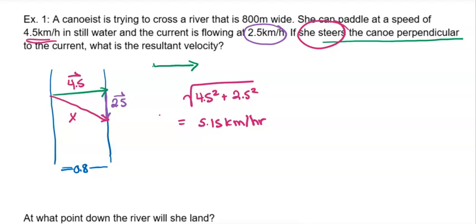All right, at what point down the river will she land? In order to figure this out, I need to know this angle here so that I can find this distance down the river. So I'm going to use right angle trig. Tan of that angle is equal to 2.5 over 4.5, and I can calculate that that angle is 29 degrees. So she's been pushed 29 degrees downstream.